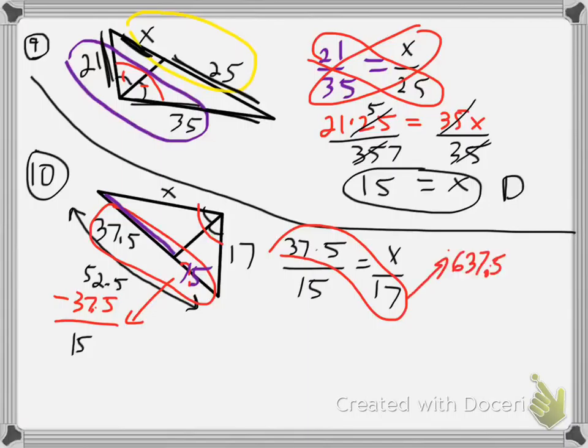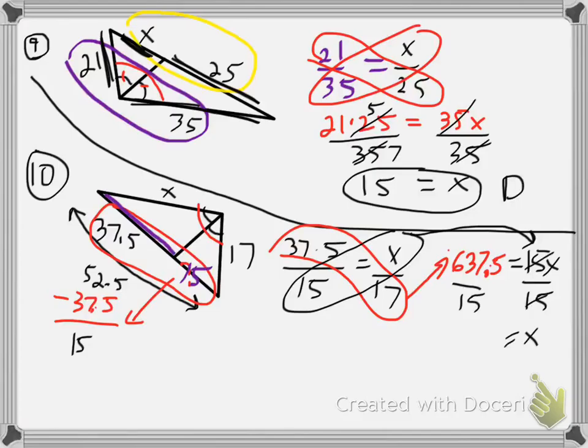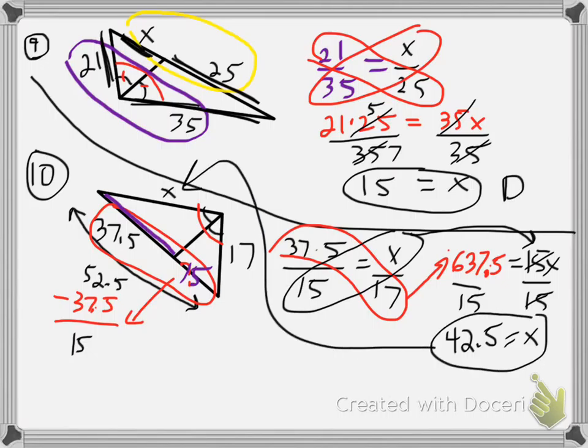So 37.5 times 17 is 637.5, and that equals 15x from over here. I'm going to divide by 15 to both. 15s cancel out, and we get x equals 42.5, whatever the units are. And that's the value of x right there. That's that side right there. That was choice D.